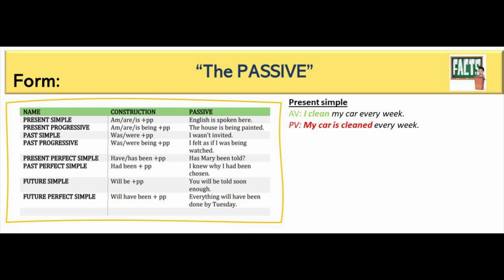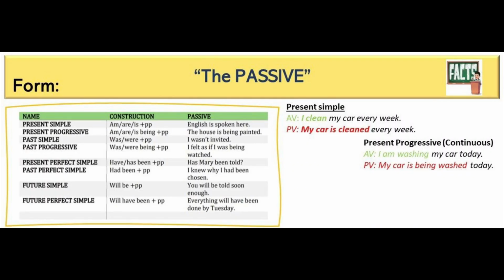So we have all the tenses here. We will now tell you how they are used in the passive voice. And so we will start with the present simple. I clean my car every week would be the active voice. The passive voice would be my car is cleaned every week. With the present simple, we use to be plus past participle. With the present progressive, I am washing my car today. My car is being washed today. So with the present progressive or present continuous, we use again to be plus being plus past participle.